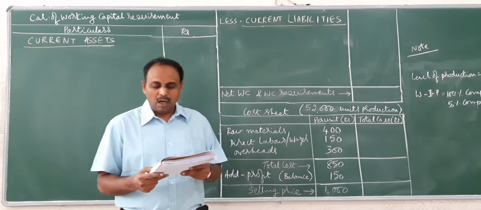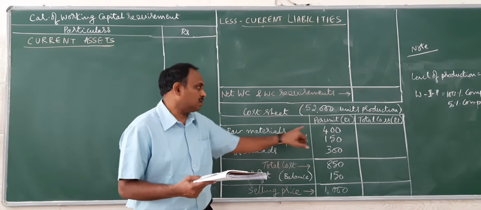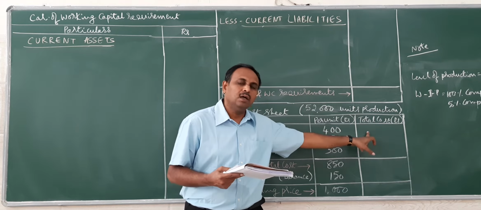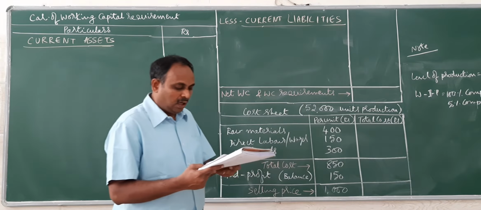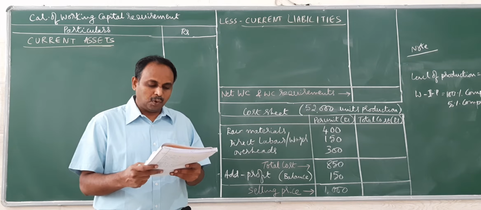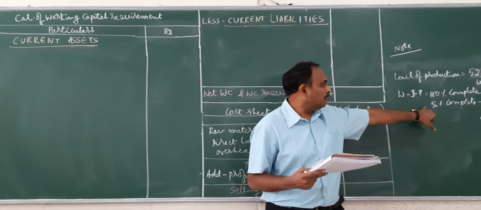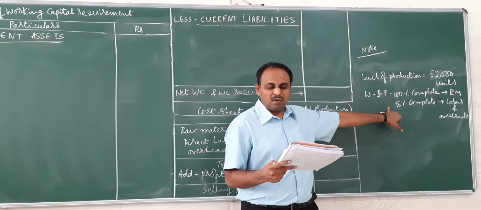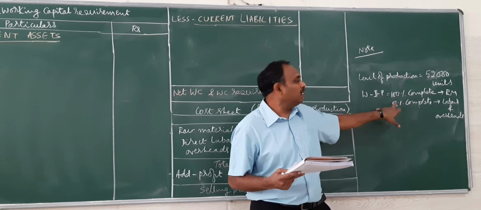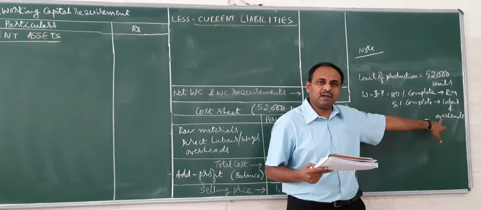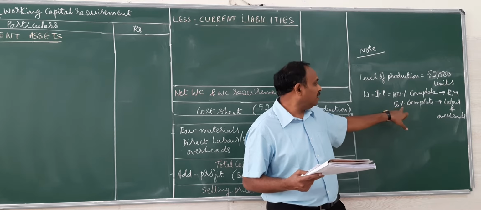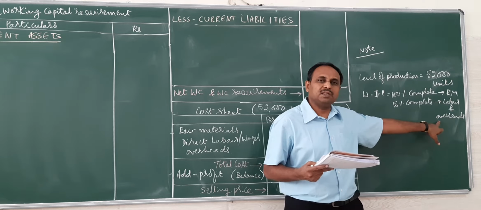The next one you have is output, 52,000 units. So 52,000 units is the production, and we have to find the total cost for the 52,000 units. Next we have average raw material in stock, 4 weeks. Work in progress, assume 50% completion stage with full raw material consumption. So for raw material it is 100% complete, and 50% complete for direct labor and overheads.